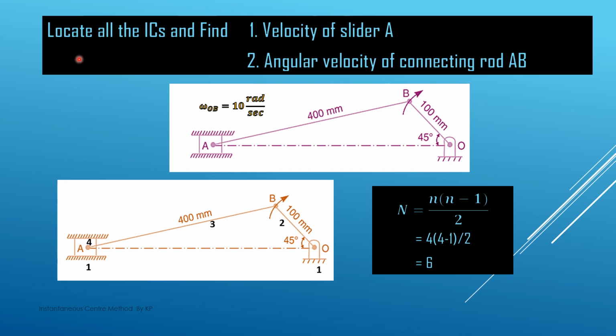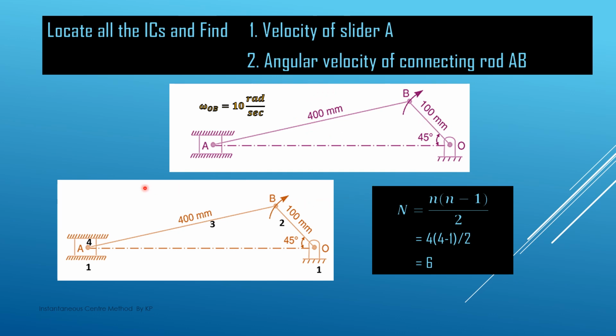So here we solve a numerical problem using the IC method, and we have to find the velocity of the slider and the angular velocity of the connecting rod. We have a single slider crank chain in which we have 3 turning pairs and 1 sliding pair. Here OB is the crank whose length is 100 mm, making an angle of 45 degrees with the AO line, and AB is the connecting rod whose length is 400 mm. A is the slider, and this is again the fixed link. The angular speed of the crank BO is 10 radian per second in the clockwise direction. This is the actual problem.